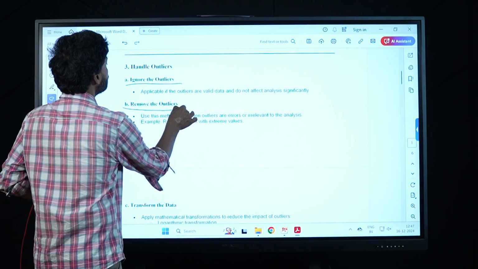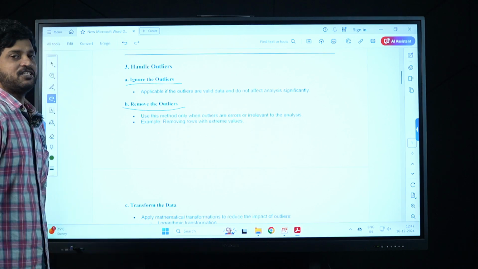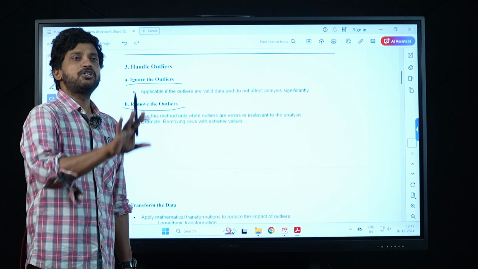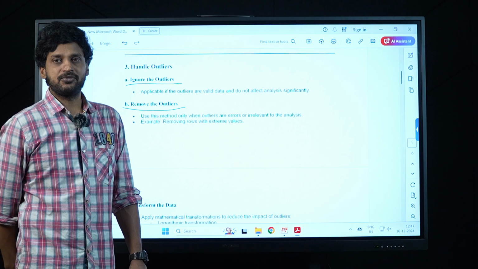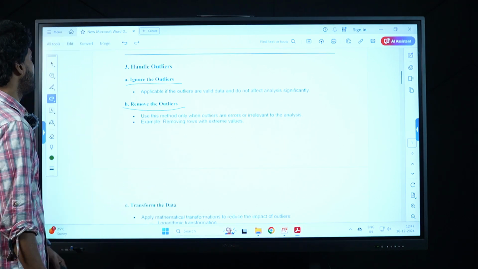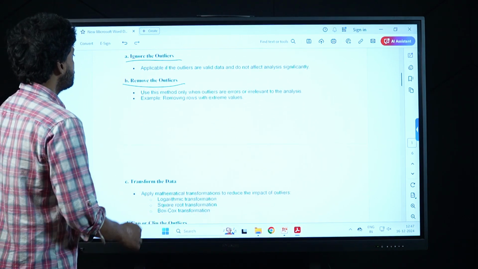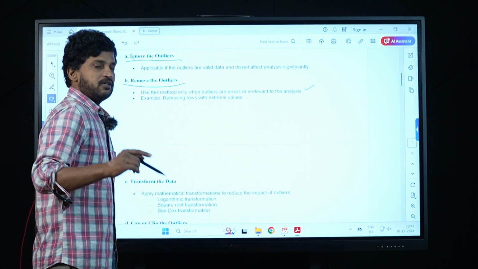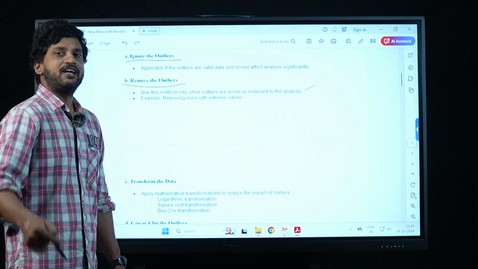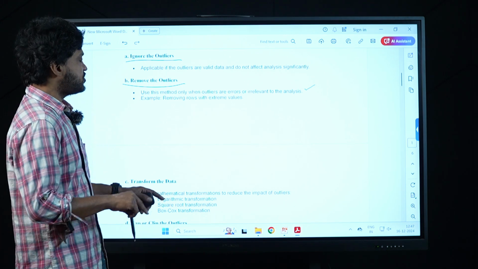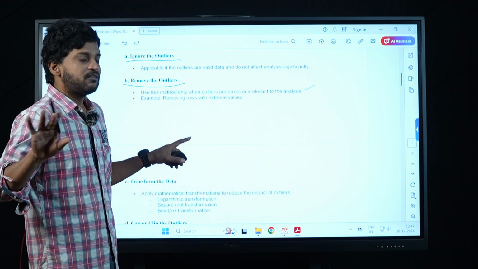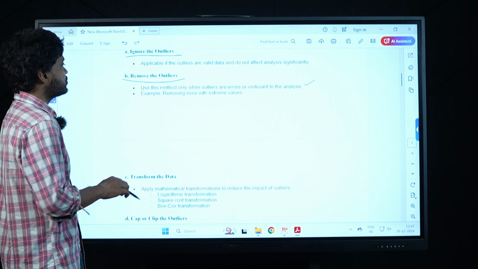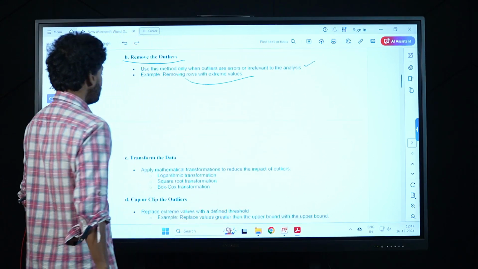Second thing is remove the outliers. What is it with removing outliers? You should be able to completely eliminate the outliers once they are identified. Use the method only if outliers are errors or are irrelevant to the analysis. If outliers are caused by errors or are completely irrelevant, you can ignore and remove them. Removing rows with extreme values.